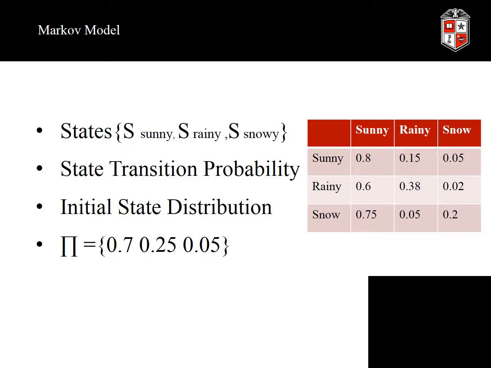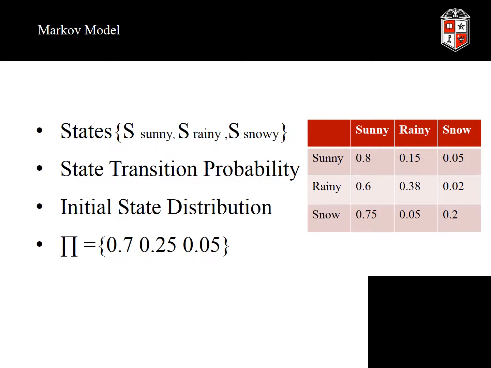So as we discussed in the previous slide, the Markovian model includes a set of features that, by having them, we will be able to predict the likelihood of a particular state happening. We discussed that each Markovian model includes a set of states, which in our example are sunny, rainy, and a snowy day.